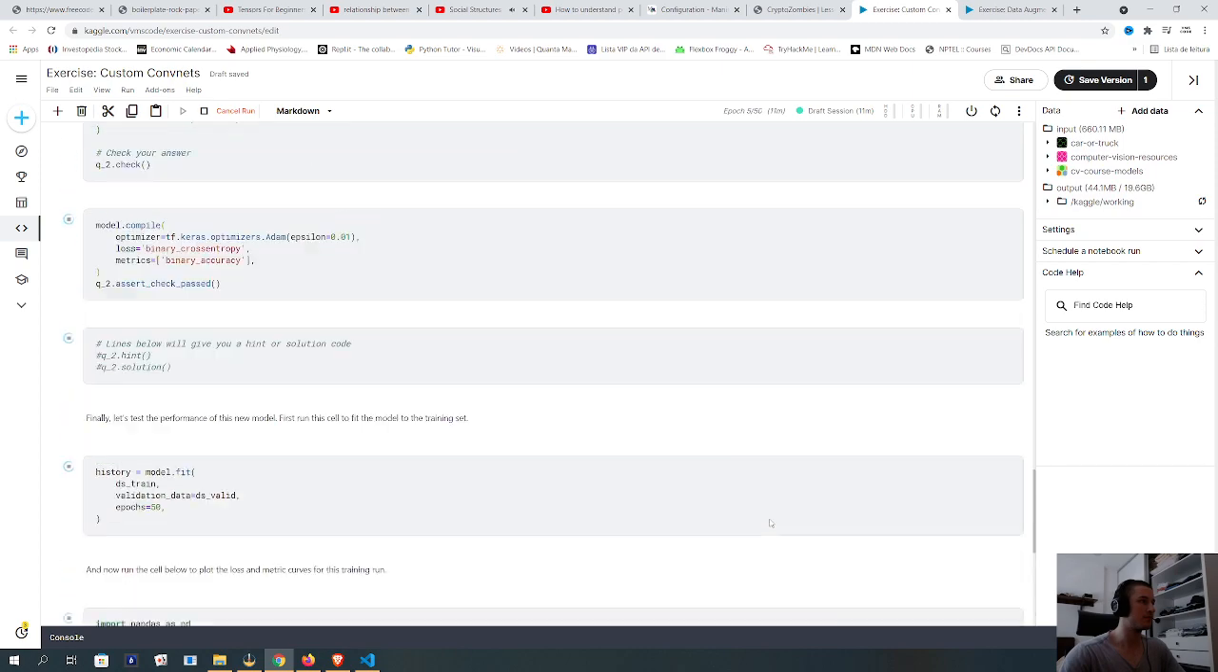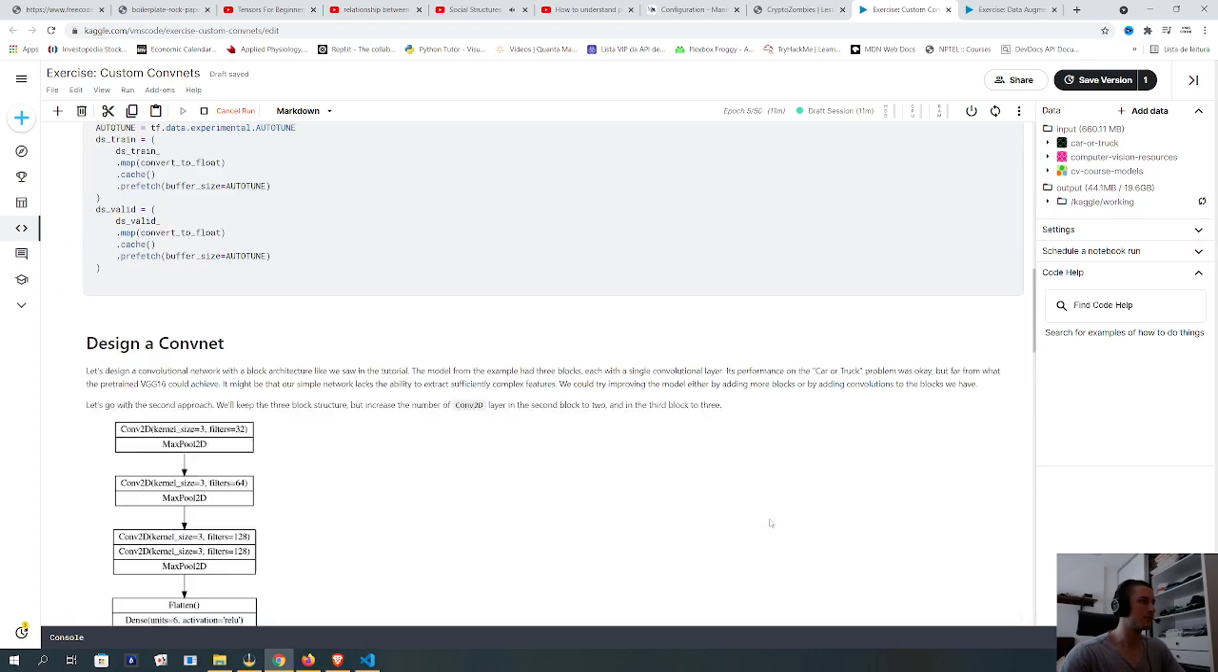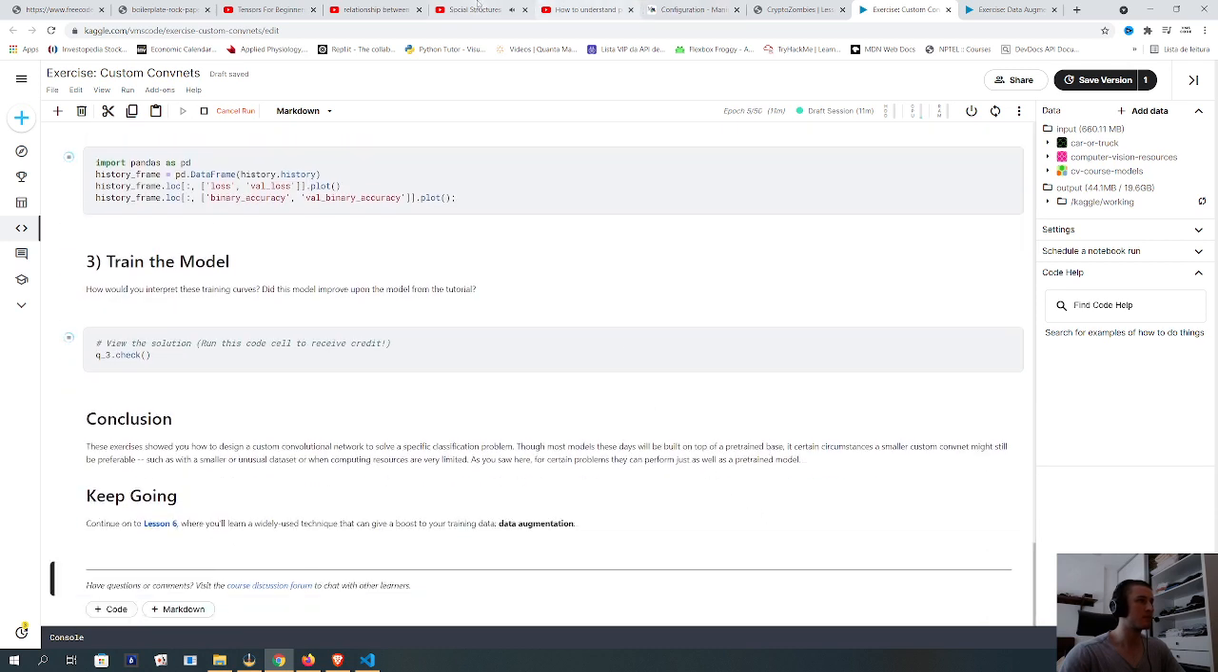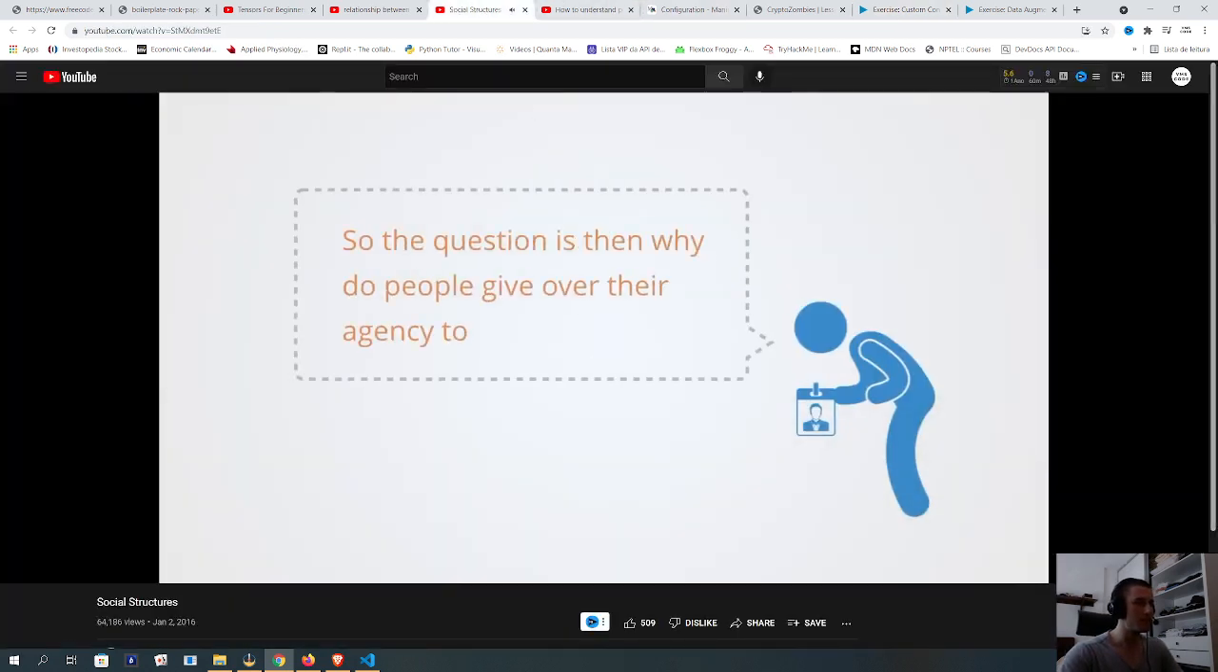It is only by police officers following orders that we can incarcerate people. It is only by people choosing to go to work every day that we get business organizations. It is only in our collective belief in money that it has any value. So the real question is then, why do people give over their agency to organizations?